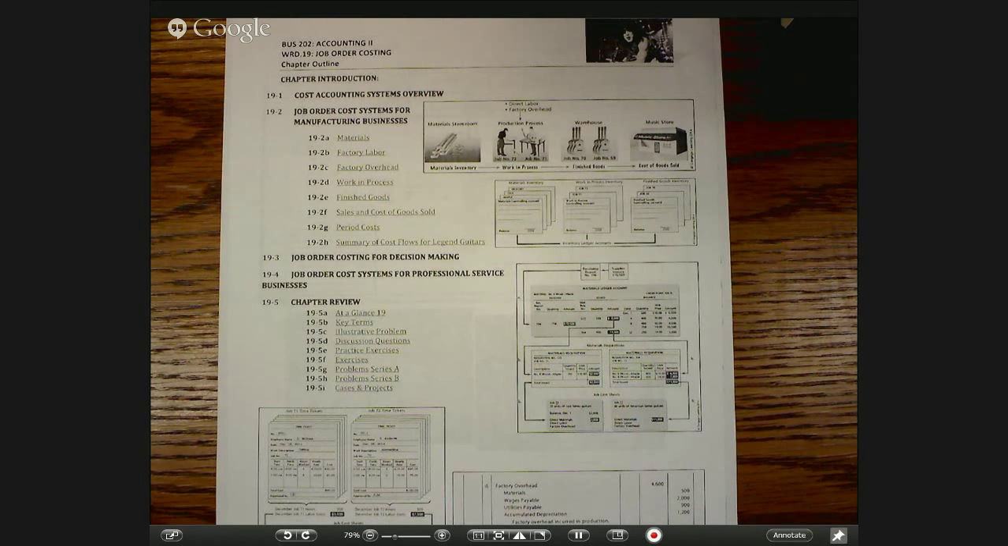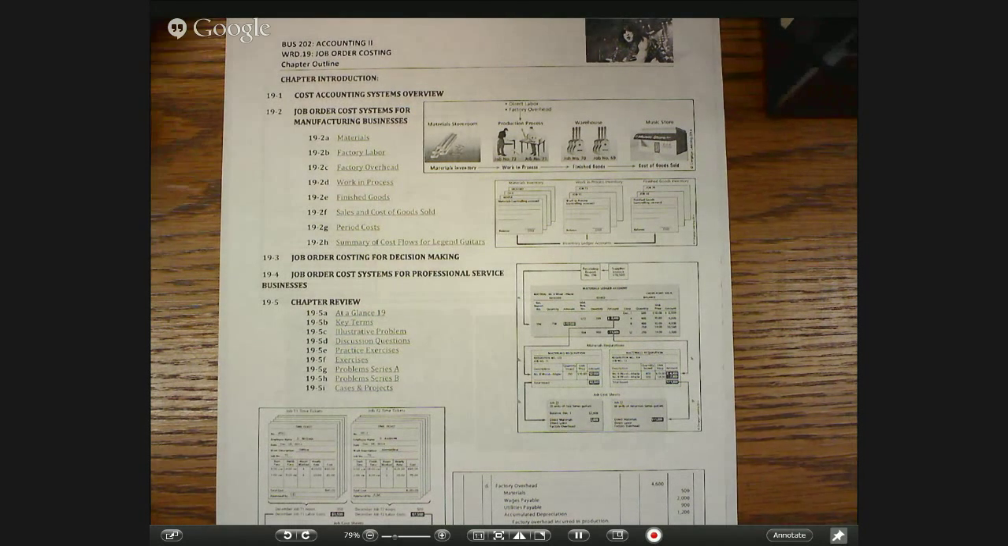Hello, Business 202. This Hangout describes Chapter 19 and a job order costing system. It is a continuation of Chapter 18, and what it tries to do is to give more detail about the structure of the accounts used to account for a job order costing system. This is the second in a series of 3 chapters on manufacturing accounting.